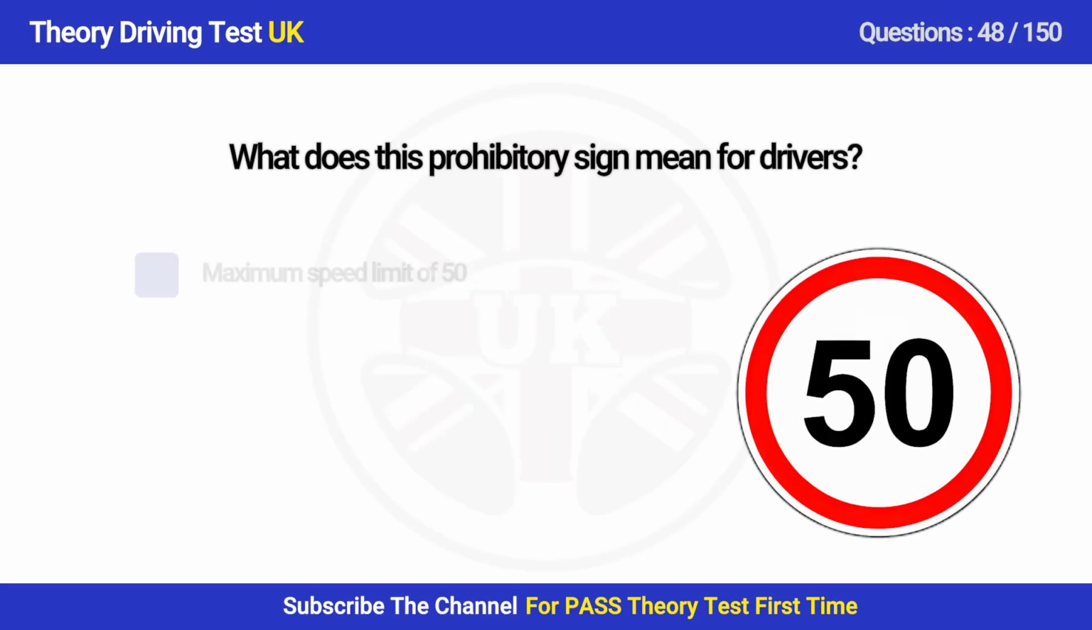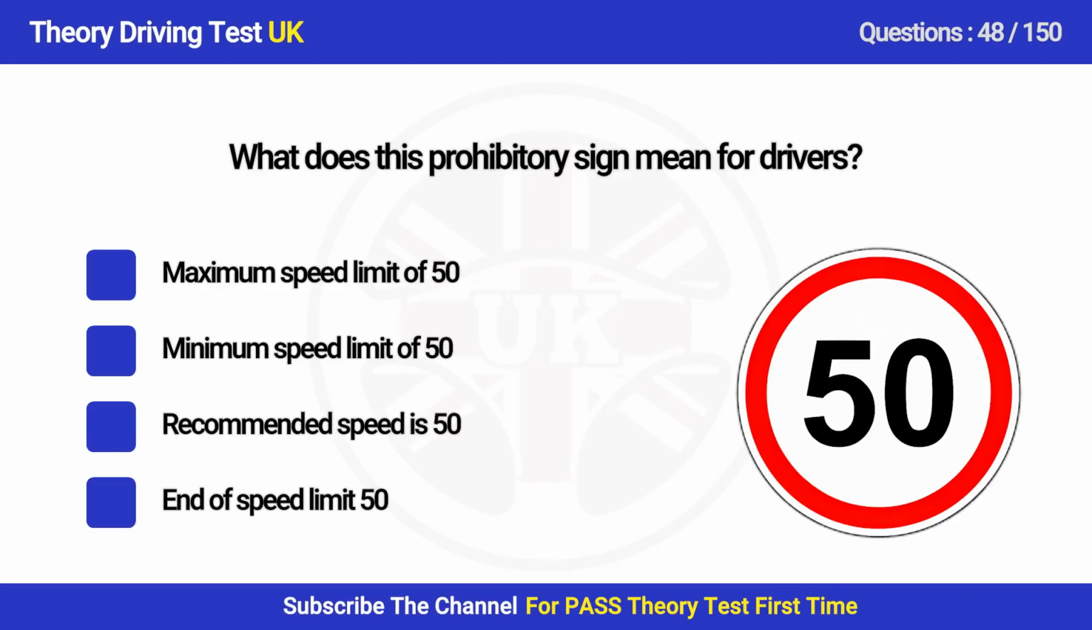Question 48. What does this prohibitory sign mean for drivers? A. Maximum speed limit of 50. B. Minimum speed limit of 50. C. Recommended speed is 50. D. End of speed limit 50.